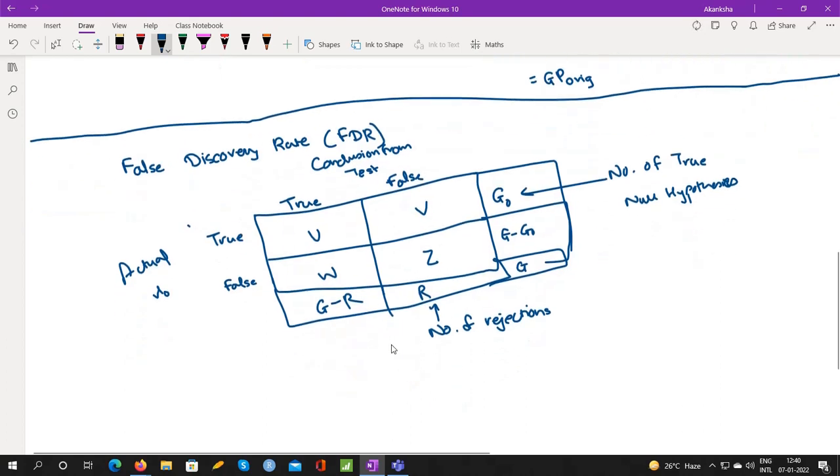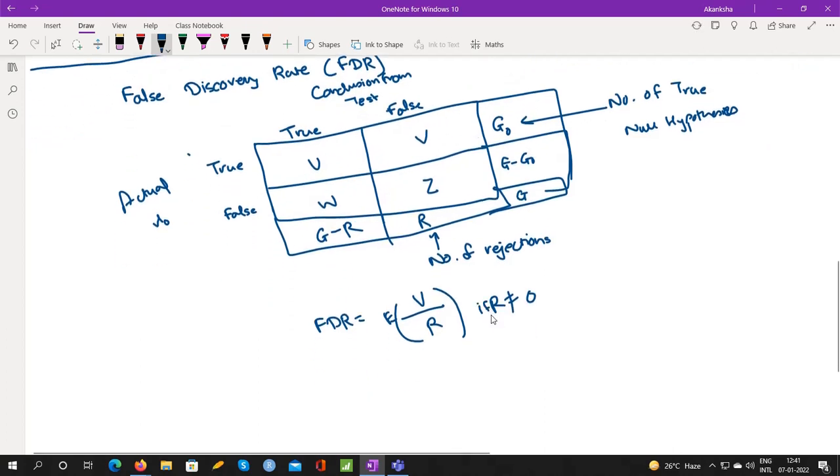So what is false discovery rate? It is defined as how many discoveries are there, and out of them how many are false. By discoveries, you mean how many significant results there are. Generally a significant result is a discovery, and a non-significant result is not. So significant result means R. Out of these R rejections, how many are false rejections? The expectation of that is known as false discovery rate if R is not equal to 0. Because if R is equal to 0, what can I say about V?